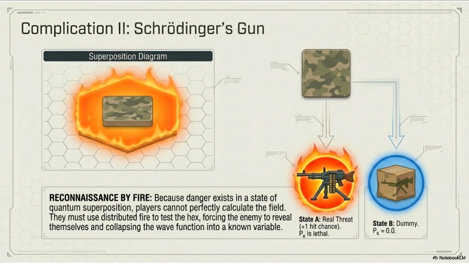Exactly, Schrödinger's machine gun. And the only way to collapse that wave function, the only way to find out if it's real, is to step into the kill zone. That is terrifying. You can't just sit back and calculate. You have to risk your neck just to get the data.